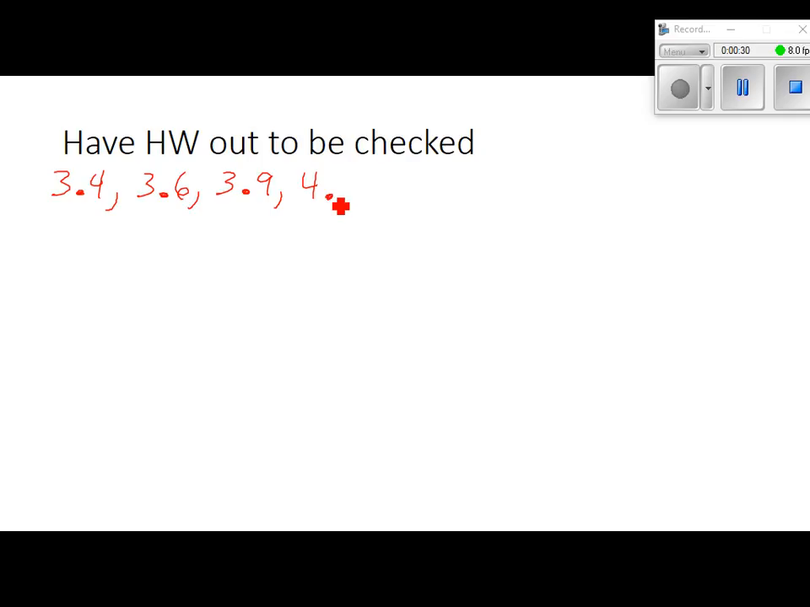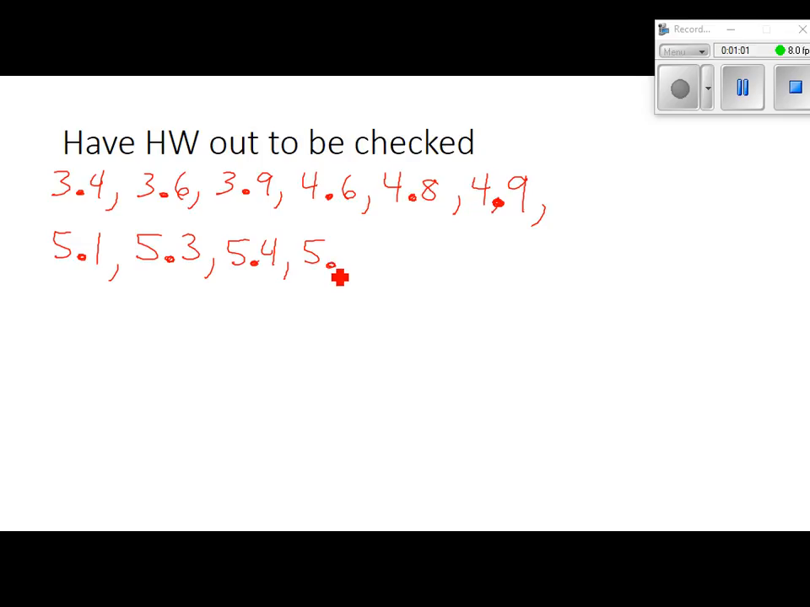4.6. Make sure you're doing this so you understand, because a lot of problems on the test, not a lot, but 4.8, 4.8, 4.9, 4.9, I messed up. 5.1, 5.3, 5.4, 5.5, 5.7, 5.9, 6.0, and 6.1.